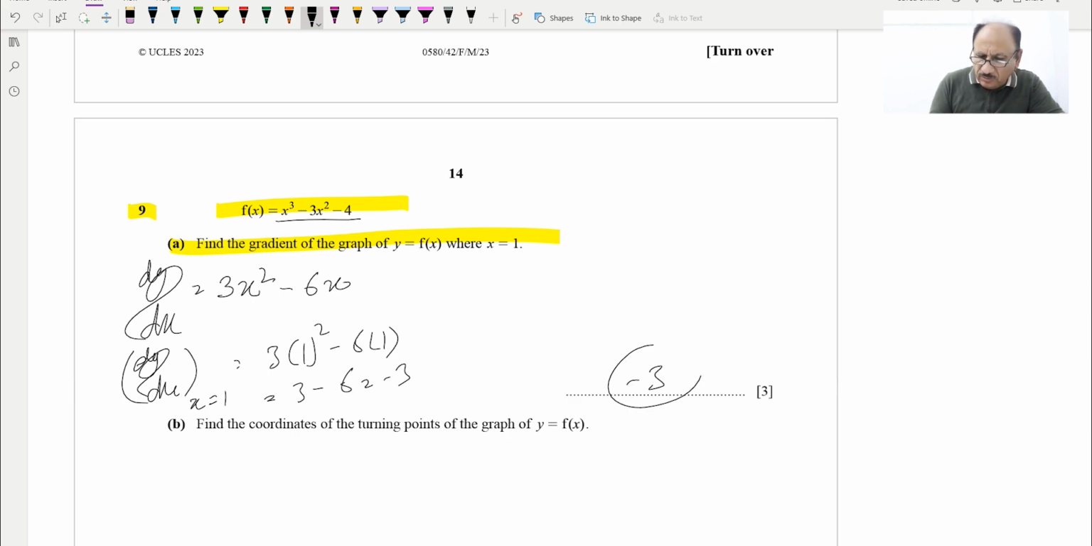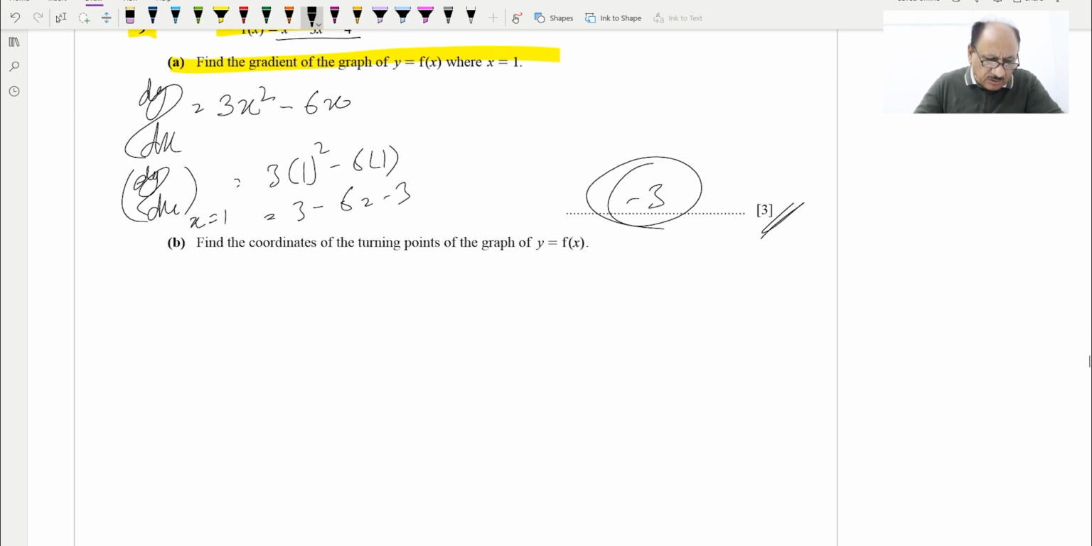So minus 3 will be our answer for 3 marks. Next, B part, they are saying find the coordinates of the turning point of the graph of y is equal to f of x. So for turning point, we are putting dy by dx is equal to 0.